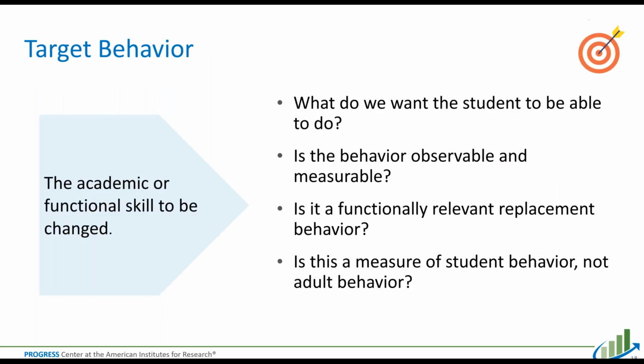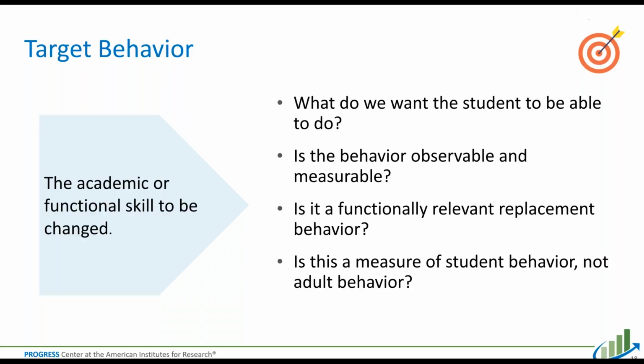So now we're going to dive into each of these essential elements a little more deeply. The target behavior is the academic or functional skill to be changed. When writing about the target behavior, use active terminology to ensure that the description is measurable, verifiable, and repeatable. The target behavior should not be subjective or an invisible behavior that is open to many interpretations.